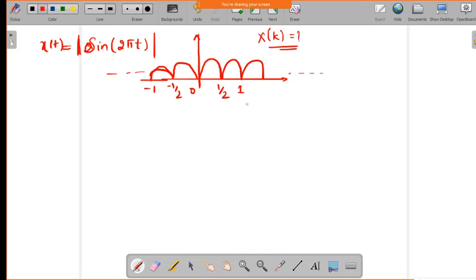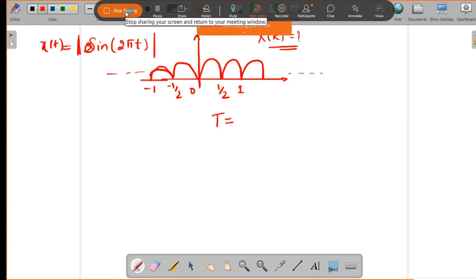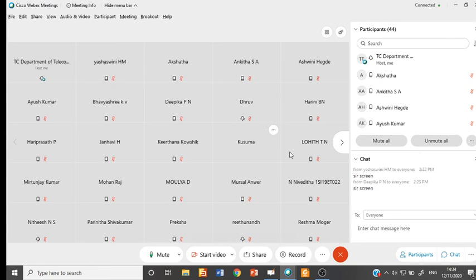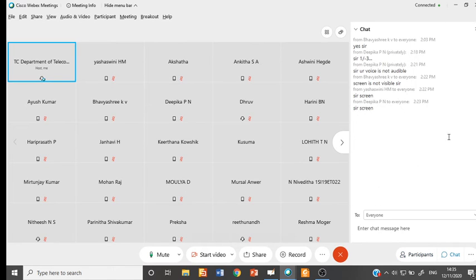So what is the time period? That is T, the fundamental period. How much? Anybody? Try to tell me the answer for this. I will wait for 5 minutes. Try to find out the answer.